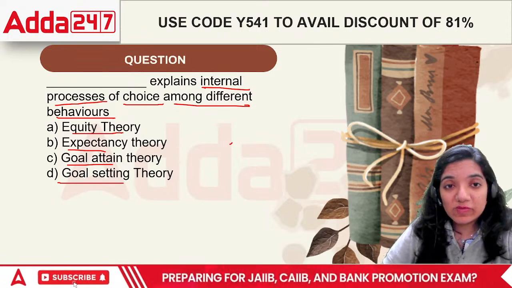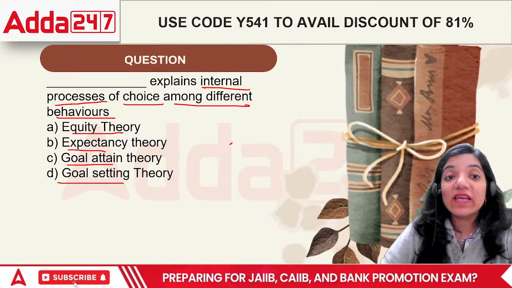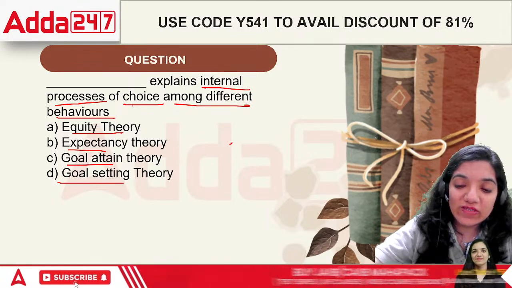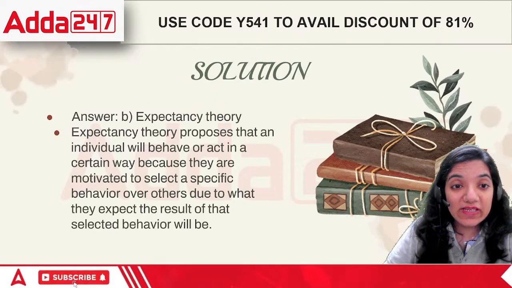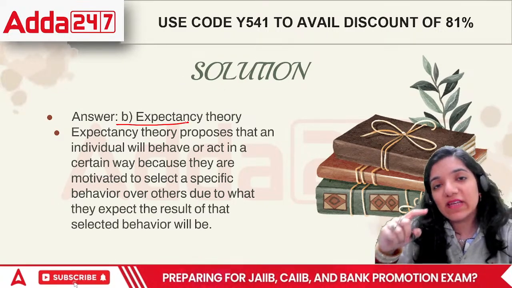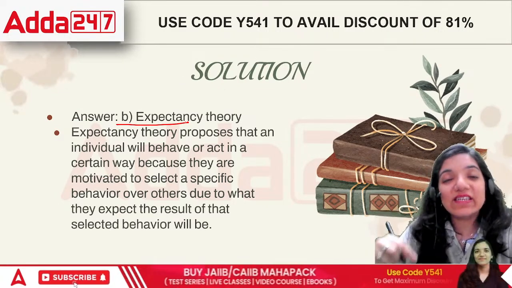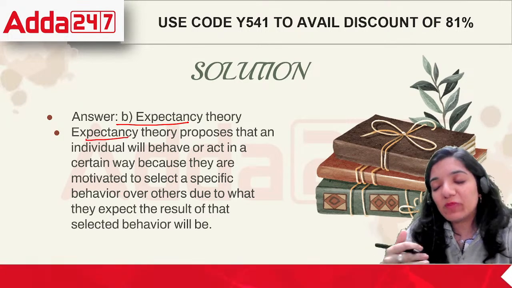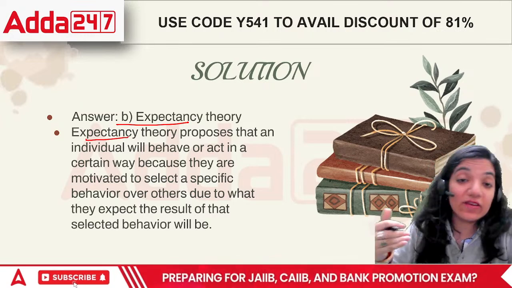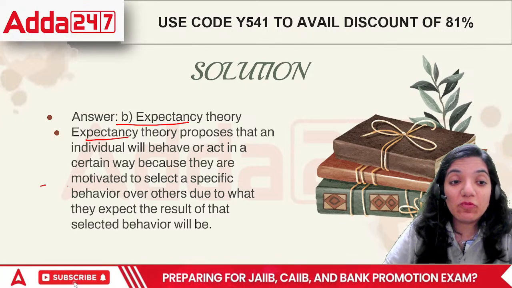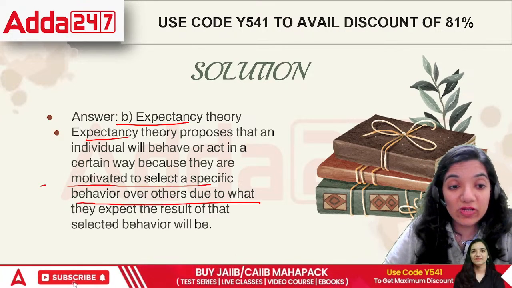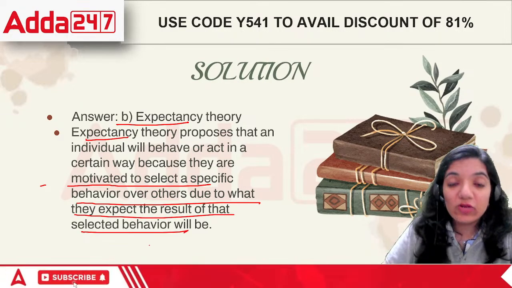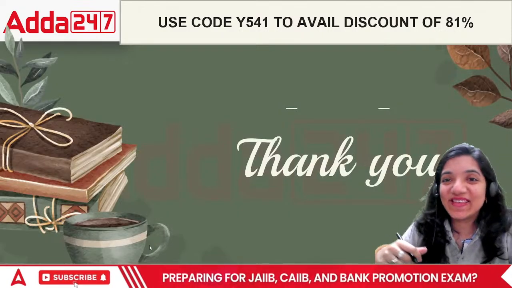So when we talk about this particular topic, it says Dash explains internal process of choice. If I talk about the internal process of choice, it is the expectancy theory. That is expectancy, instrumentality, and valence, right? So in this theory, if that person feels that he's in the right direction and is getting rewards, only then will he be motivated towards that scenario. Otherwise, he would not want to continue, right?